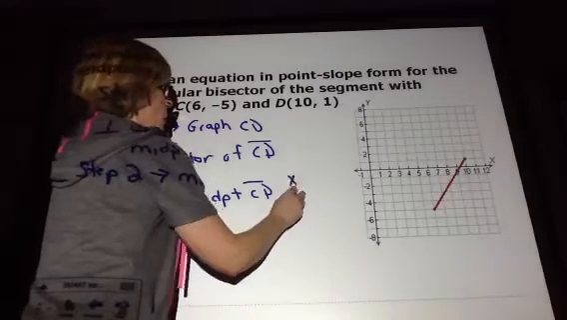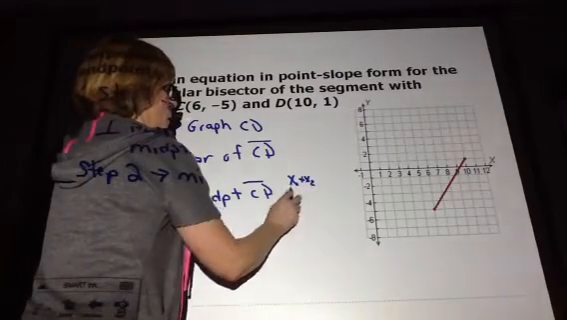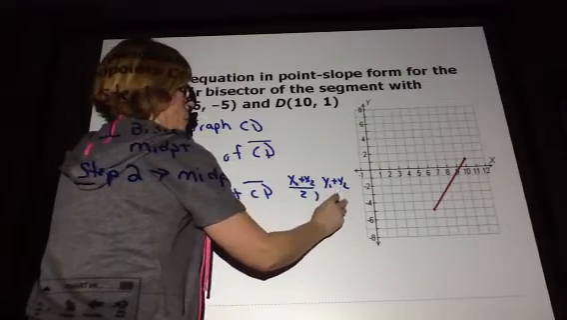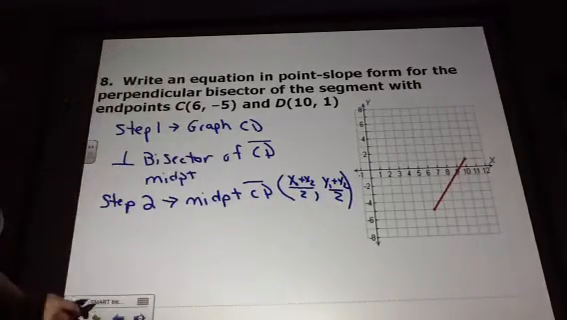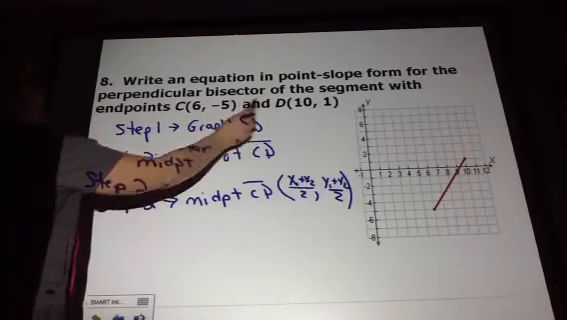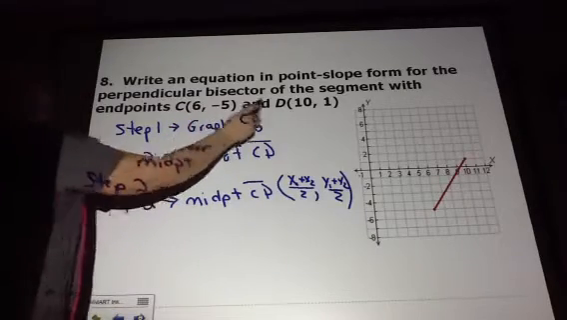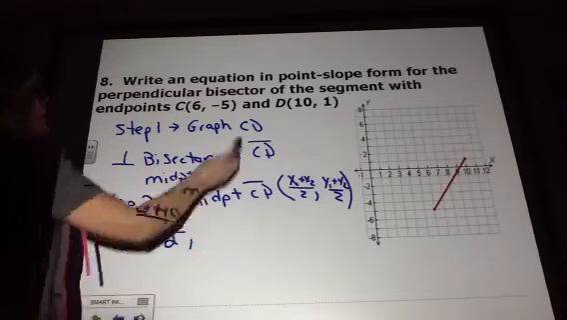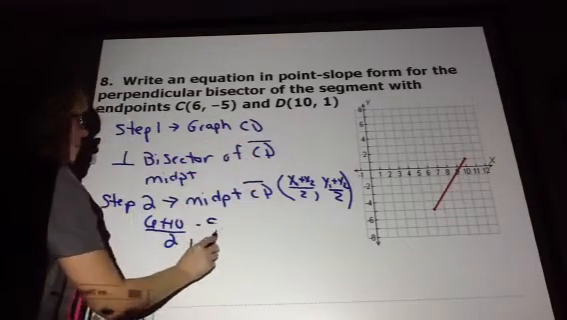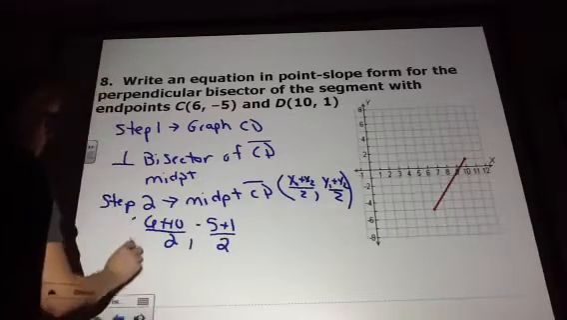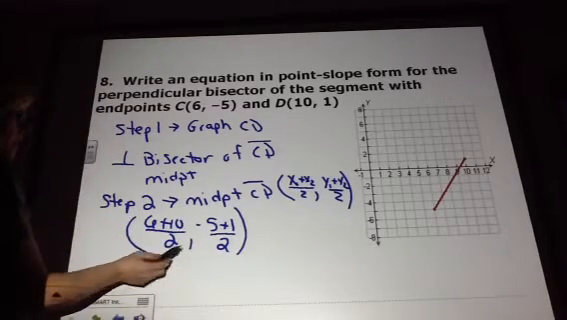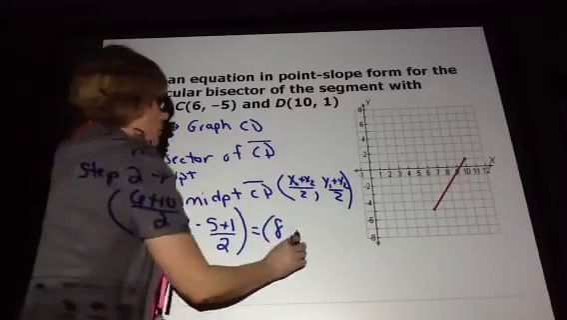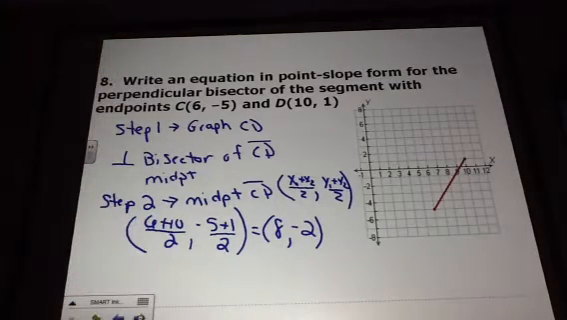Okay, remember your midpoint formula, x subscript 1 plus x subscript 2 divided by 2, y subscript 1 plus y subscript 2 divided by 2. Okay, so we have C and D. We have 6 plus 10, and we have -5 plus 1. So we have 16 over 2, which is 8. And we have -4 over 2, which is -2.